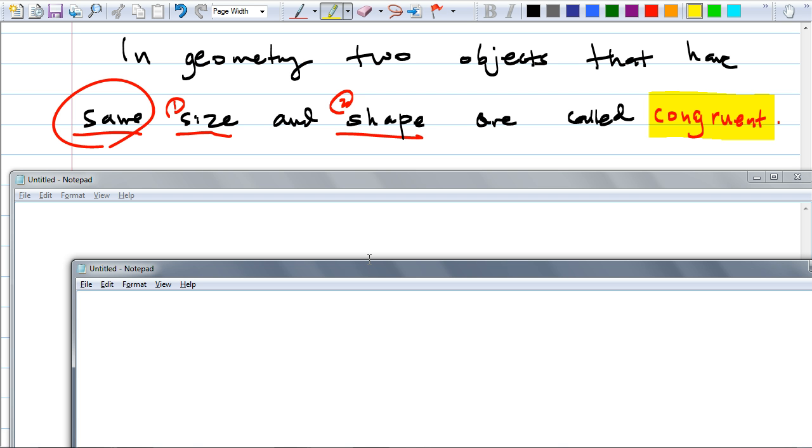Can they just have the same size? No, they have to also have the same shape, okay? So please keep that in mind. That's the definition of two objects that are congruent. So that's what you need to write down.